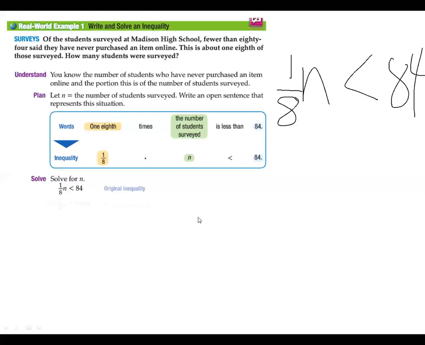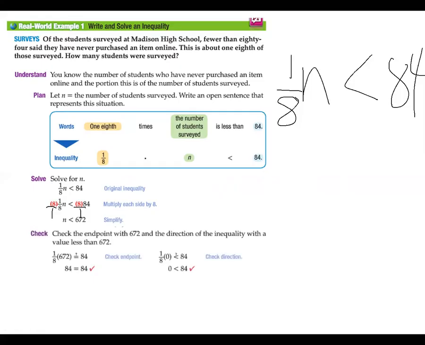So you have your original inequality, and you can multiply each side by 8 or 8 over 1, because when you have a fraction multiplying your variable, you just multiply both sides by the reciprocal of the fraction. Okay, so you get n is less than 672. So that means that the number of students surveyed is less than 672.